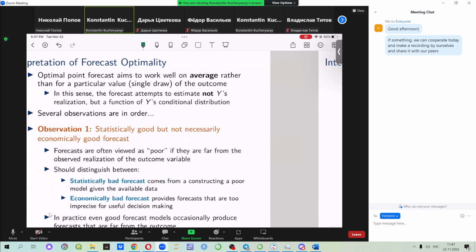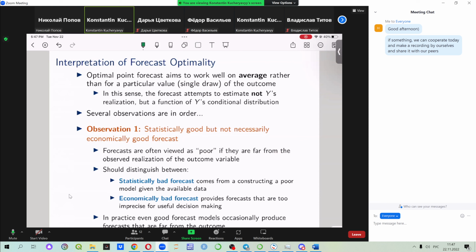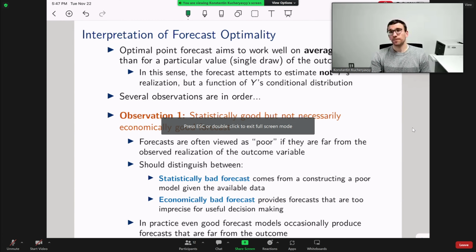The next point is that. Excuse me. Yes. We can clearly hear you and see the slide, but for some reason we don't see you. Okay. Thanks. Sorry, I forgot to turn on the video.